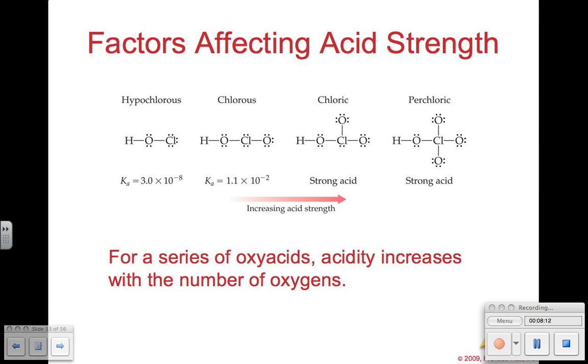Another look here: for a series of oxyacids, acidity increases with the number of oxygens. Look at the Ka values as you go along. You're getting a low Ka value, it's getting higher, and then you have some strong acids.